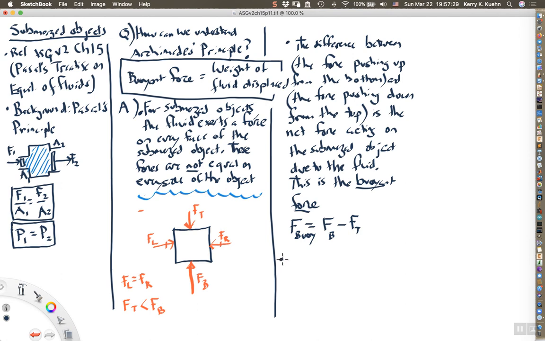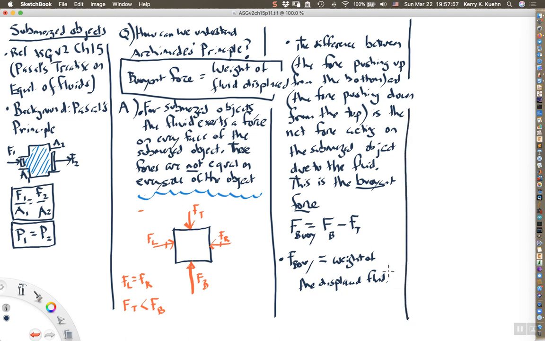And this buoyant force, we can show, happens to be exactly equal to the weight of the displaced fluid. That is the fluid that is displaced by this submerged object. This might not be obvious right away, but we can prove this. And so that is what I would like to do now, is to prove that the buoyant force is equal to the weight of the displaced fluid. And by the buoyant force, I mean the difference between the force pushing up on the bottom and the force pushing down on the top.